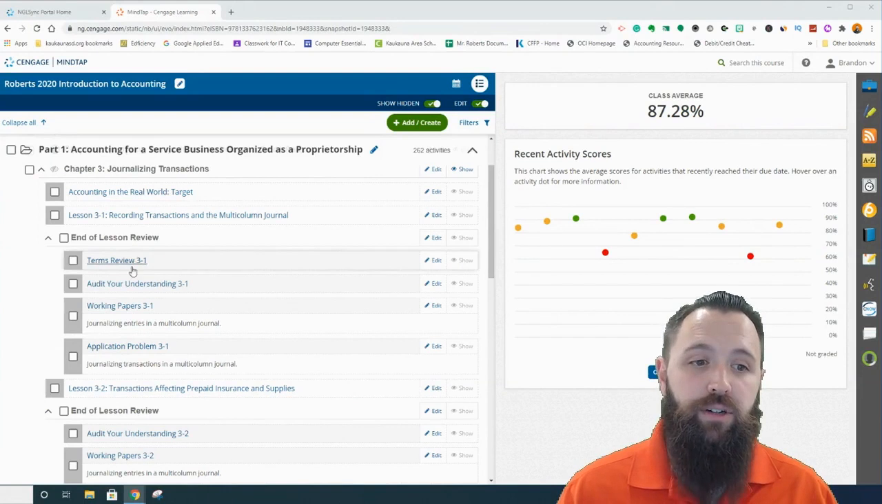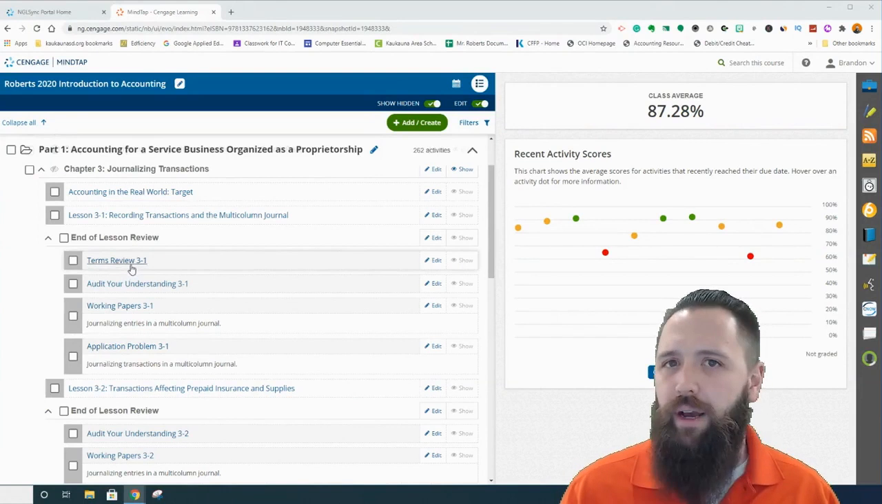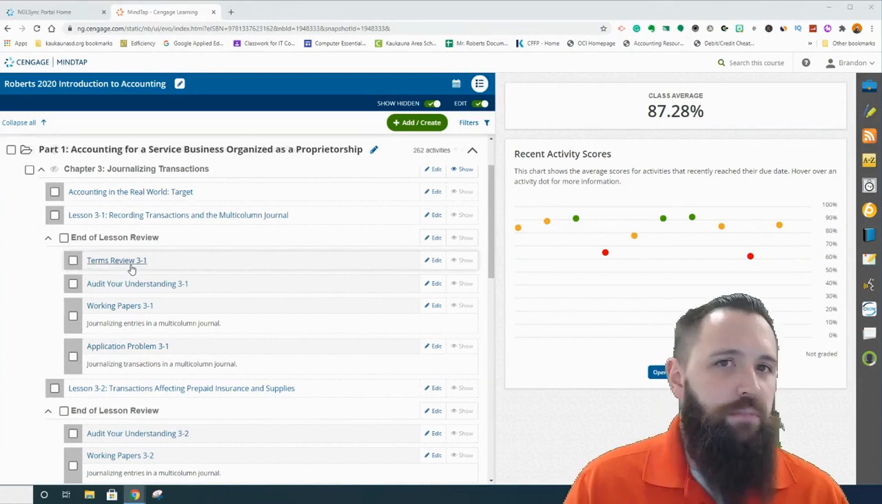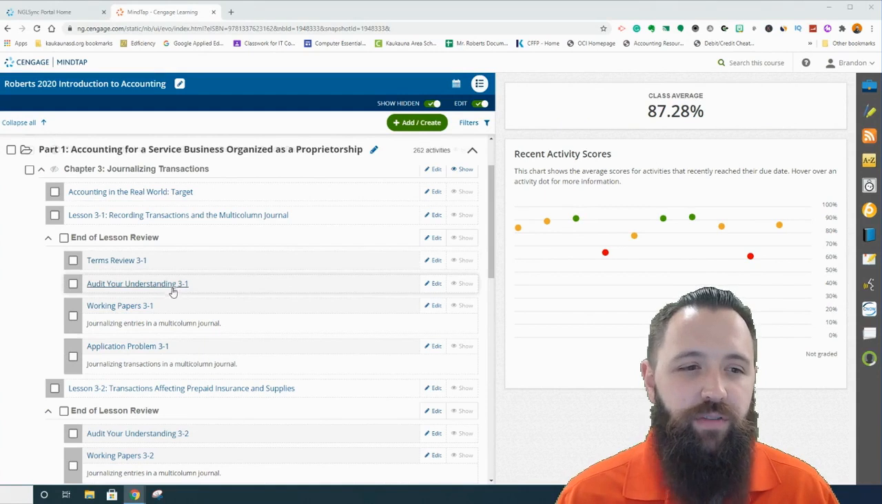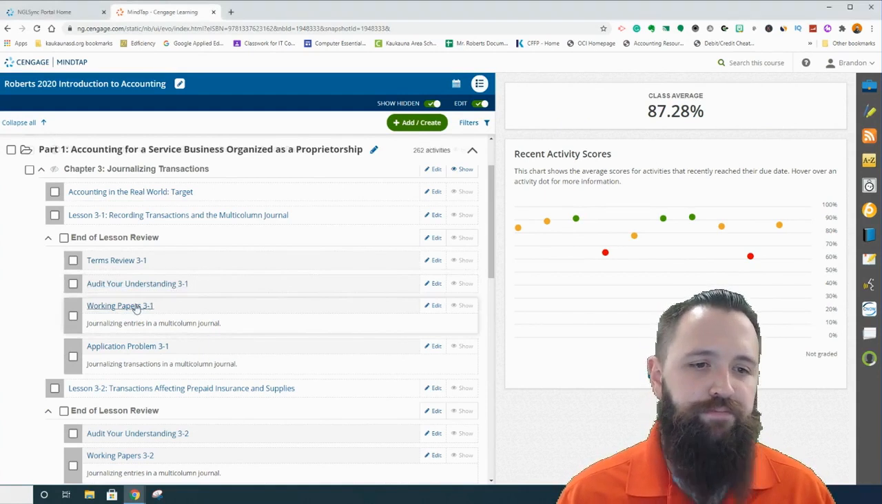The first one's going to be our terms review 3-1. I'm not going to go over that with you every time, okay? It's our vocab. We've kind of already covered it. Please make sure that you complete it though. This is a little bit different view. You won't see audit your understanding here. So let's jump into working papers.